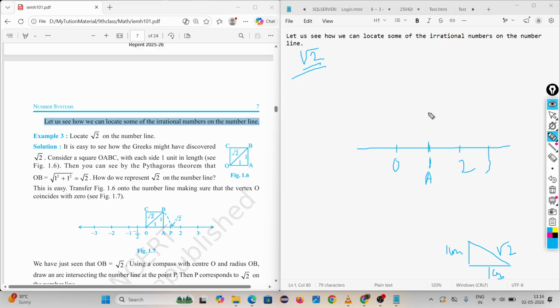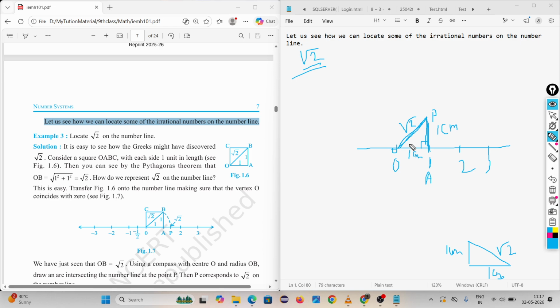Then draw a perpendicular AP to A, whose length is 1 unit, whose length is 1 centimeter. Always remember, for representing root 2, root 3, root 5, root 7, root 6, this is always fixed at 1 centimeter. Only the base will change, but the perpendicular remains the same. Then connect OP. This is 1 centimeter, this is 1 centimeter, and this is a right angle triangle. Then the hypotenuse will be root 2.